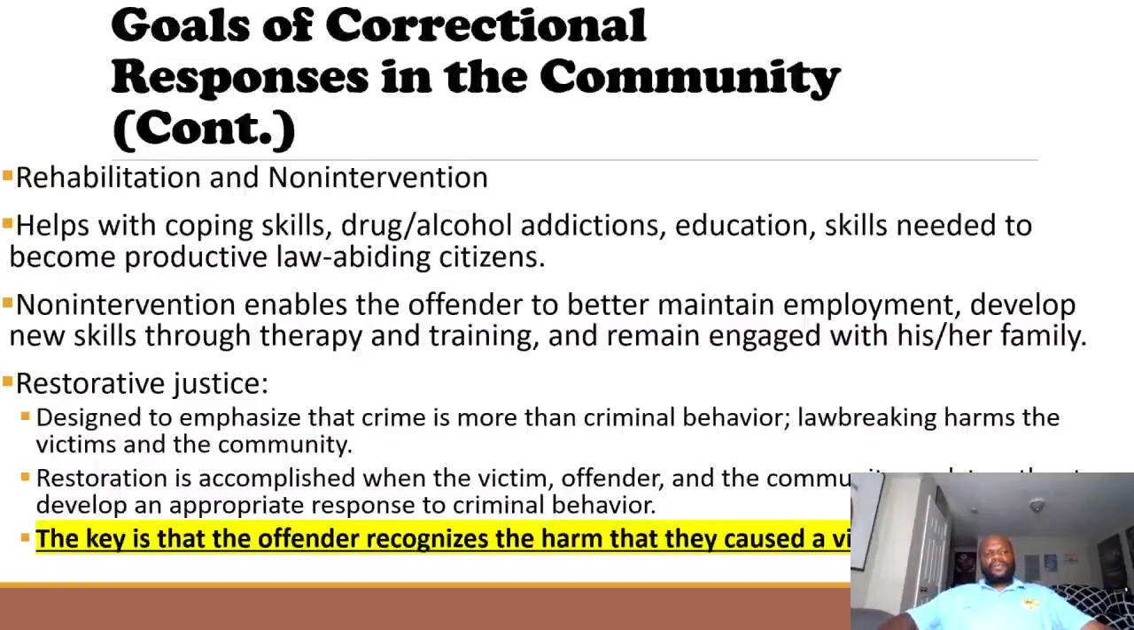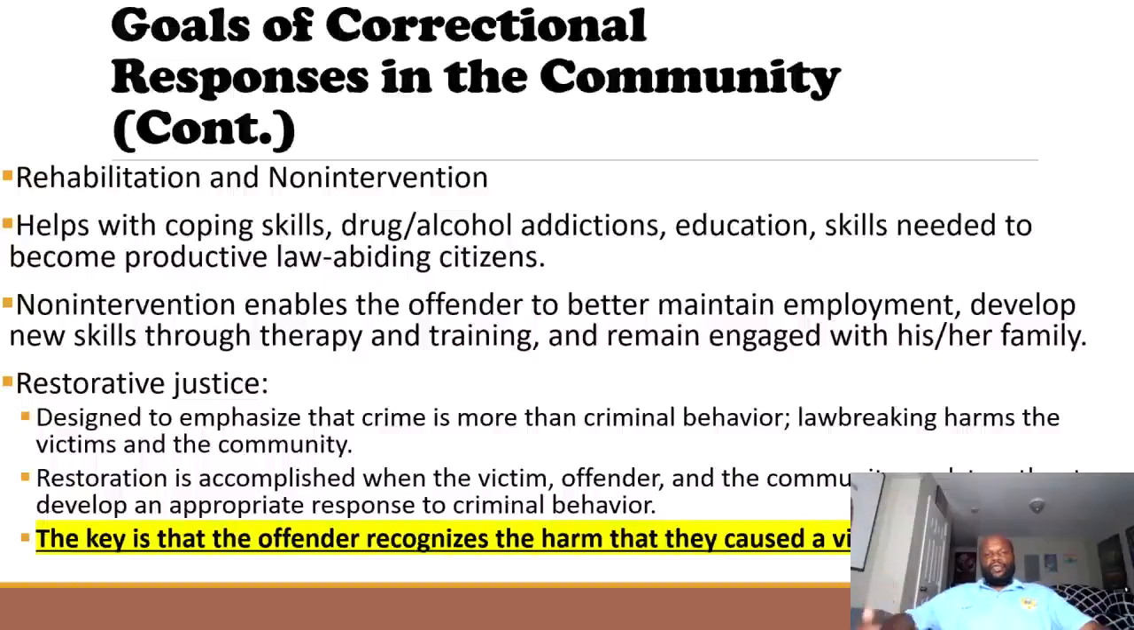And so with respect to rehabilitation, one of the biggest methods of rehabilitation, first of all, rehabilitation is treating the crime or the criminality as a sickness, right? The individual who's committing the criminal act is sick. And so with rehabilitation, they may get coping skills. They might receive some skills to deal with addictions. They'll get education, and they will get the skills needed to be productive, law-abiding citizens.